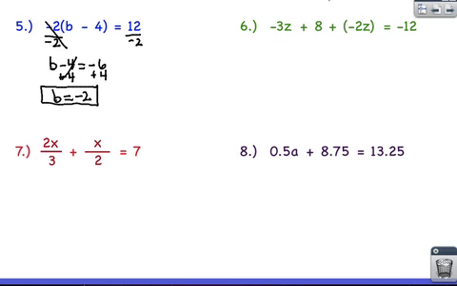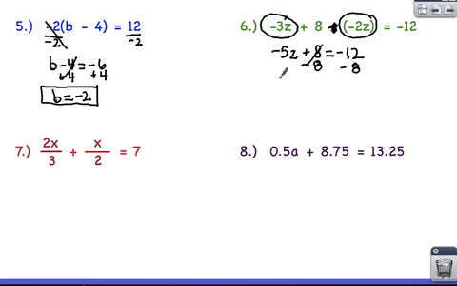Number 6, I see more than one z, so I'm going to start by combining like terms. -3z and -2z, because this positive sign goes away, gives us -5z. Plus 8 equals -12. Subtract 8 from both sides, and we get that -5z equals -20. Divide by -5, and we find that z equals +4.